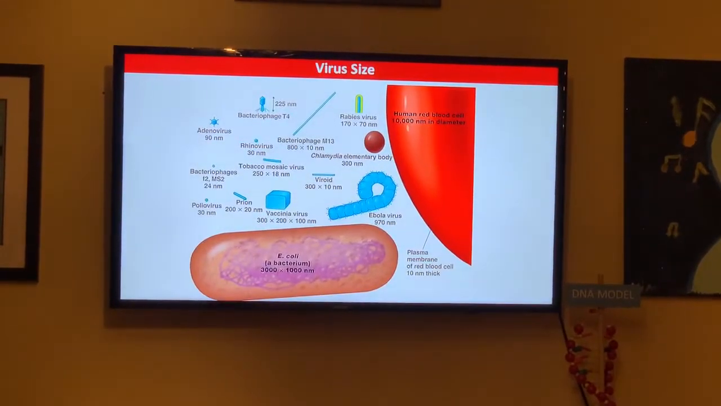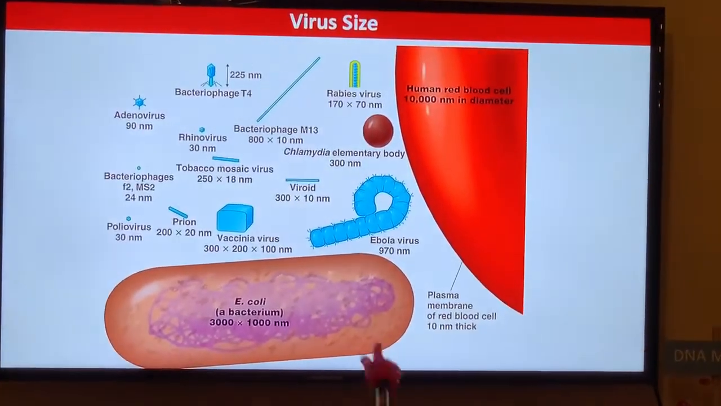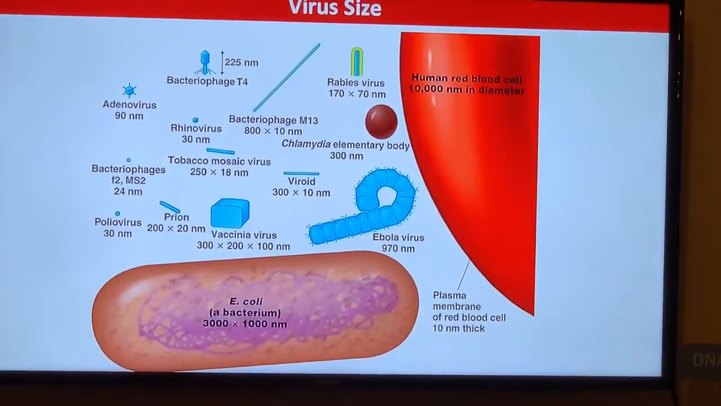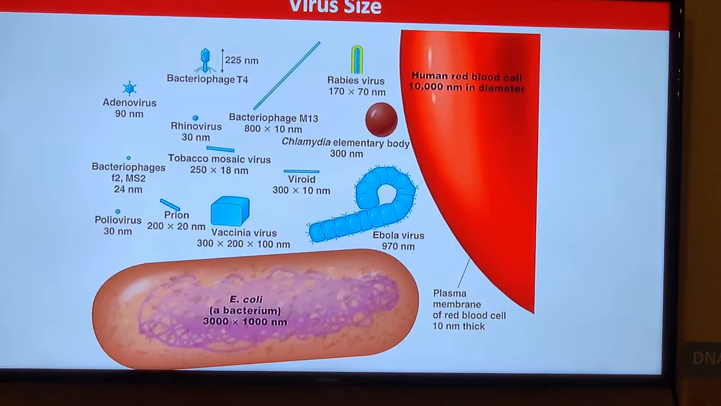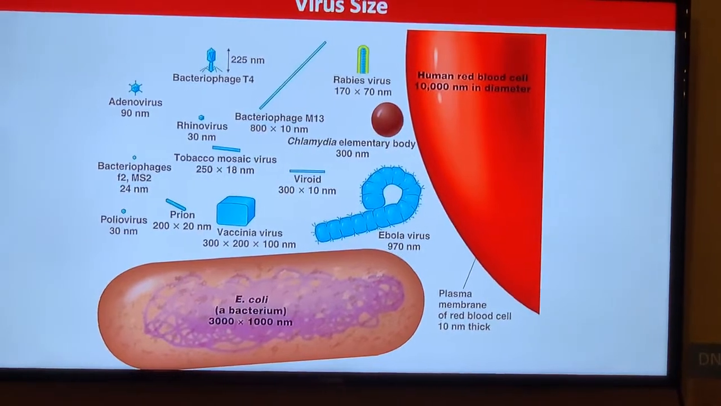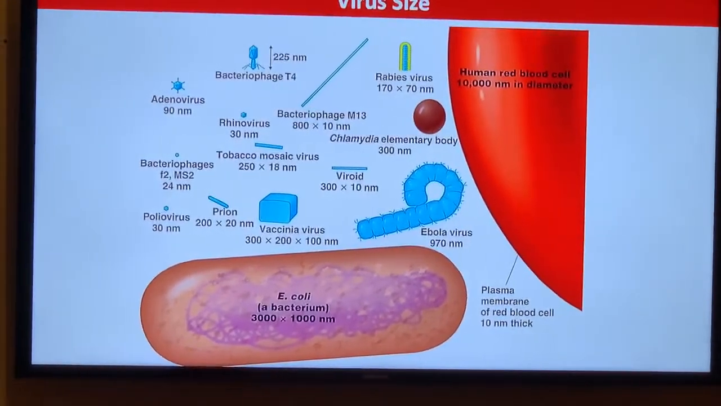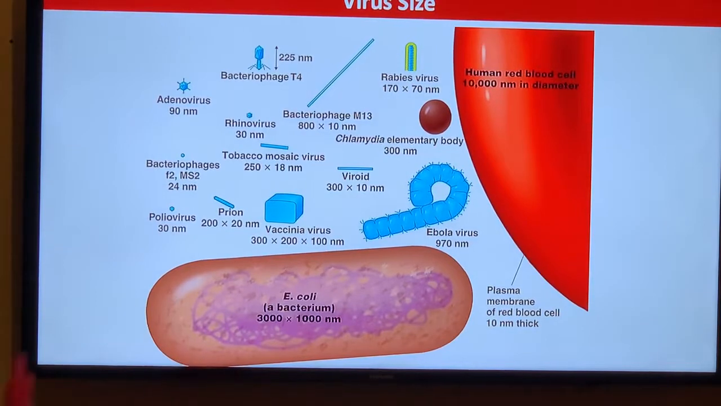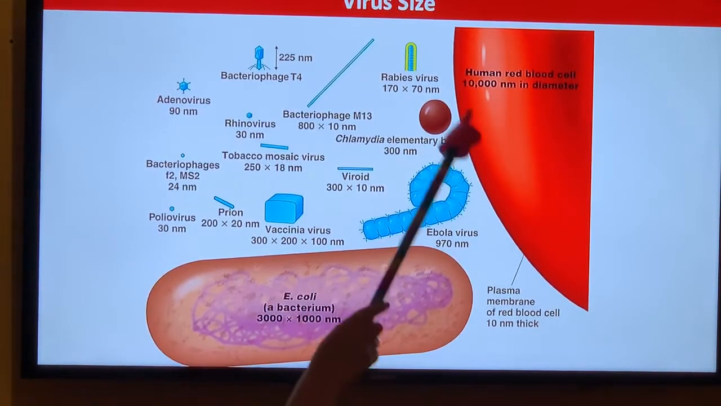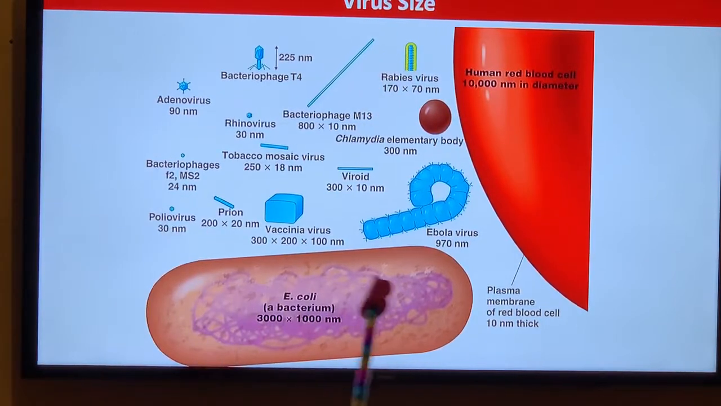So now, this is the virus size in comparison to the red blood cell. And as we know, the red blood cell is super tiny. And this is the bacteria, which can possibly be seen with the light microscope. And these are all the types of the viruses. So, let's get a little visual.